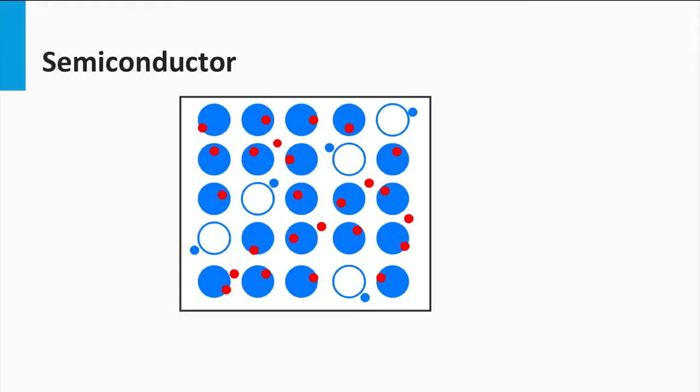The small blue dots in the illustration represent the holes. These holes are able to move around just like the electrons. As a result, the charge transport in a semiconductor is facilitated by negatively charged electrons and positively charged holes.